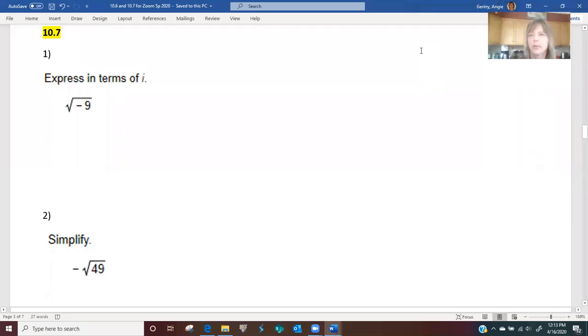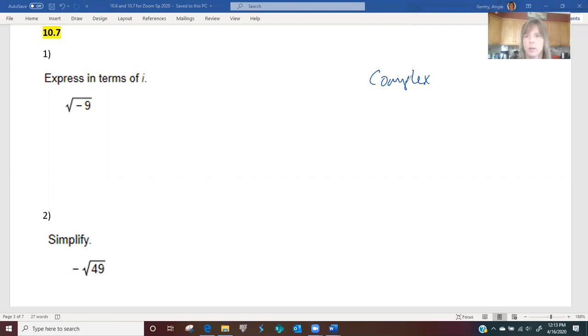Yes, hello. So while I'm here, I'm going to try to do 10-7, and I'm going to try to do it fairly fast because it's based on just a few rules. We're now going to do complex numbers.